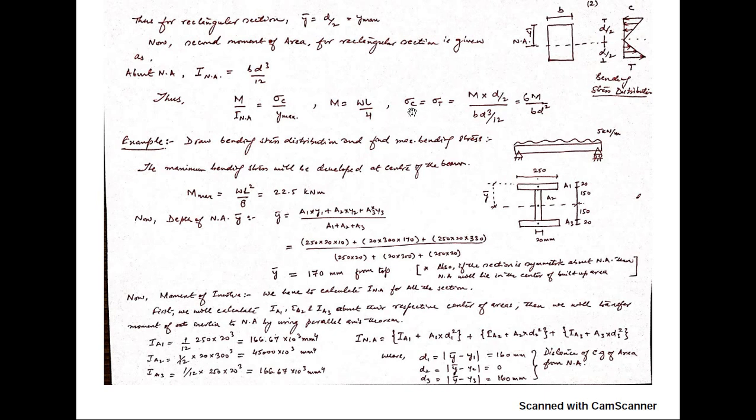So what is the value of sigma c and sigma t? You can directly calculate it by putting all the values over here. And you can see over here that this sigma is directly proportional to y, so this is linear. So y will be varying from 0 to y max. So the stress at the neutral axis is always 0, and these are the normal stresses.